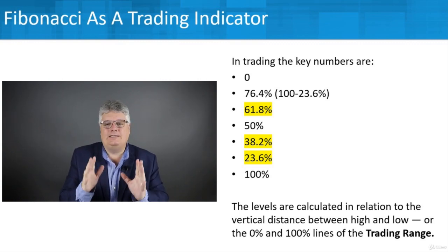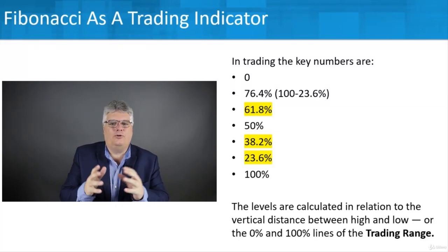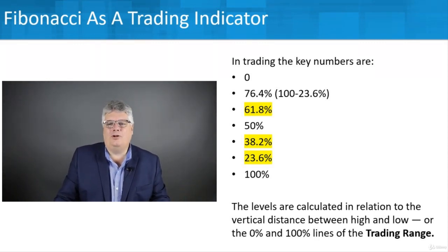Again, these are not prices. It's not 61.8 rupees or dollars or whatever it might be, euros, or 38.2 or anything like that. It's a percentage. 61.8% would be an example of a number in our trading range, or as using Fibonacci.